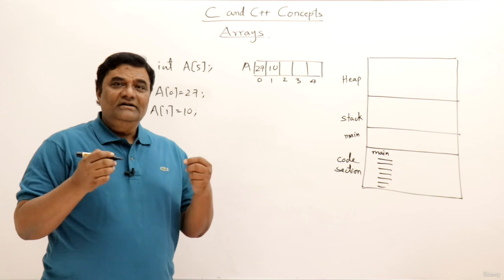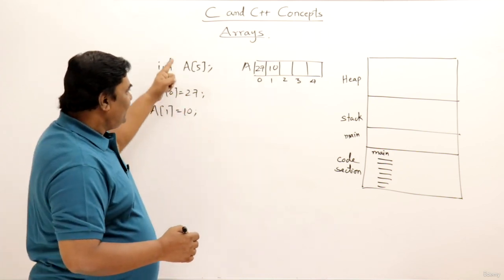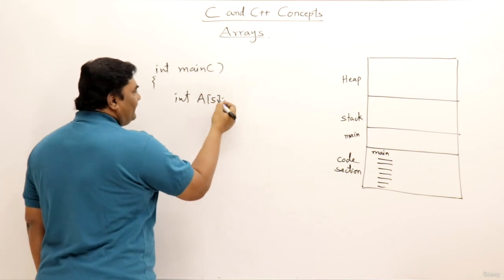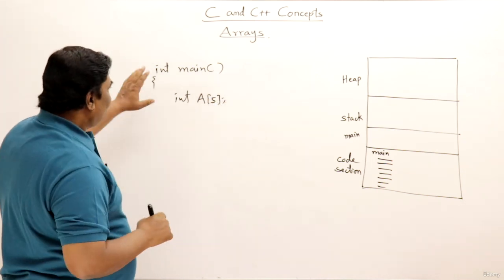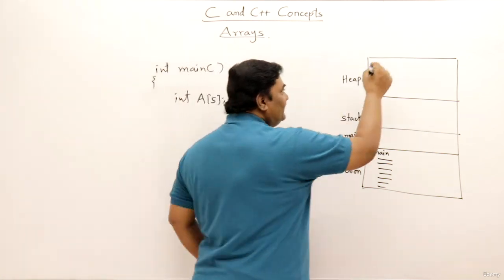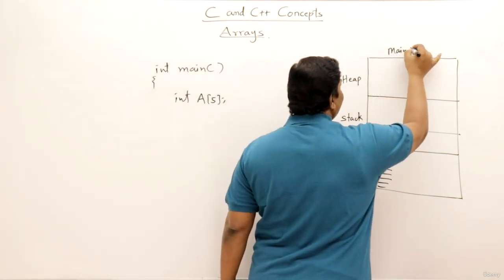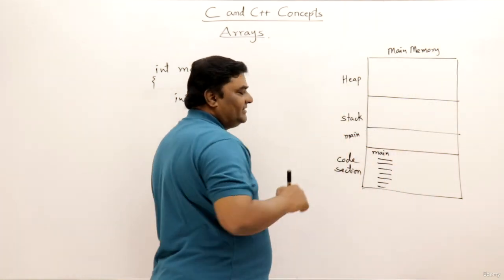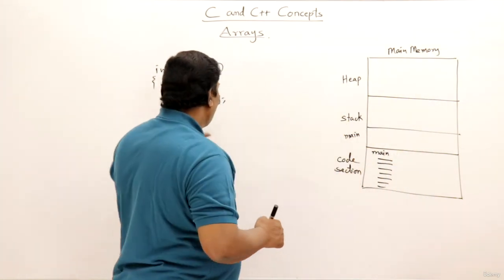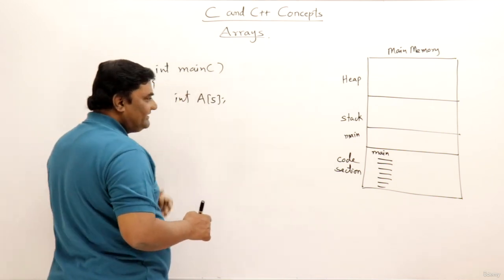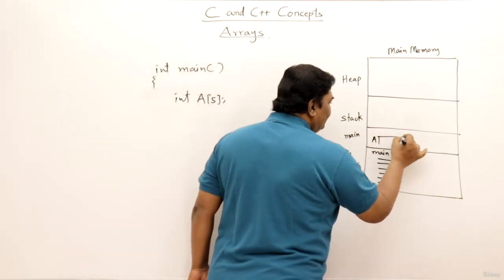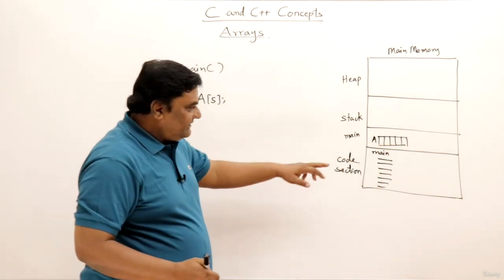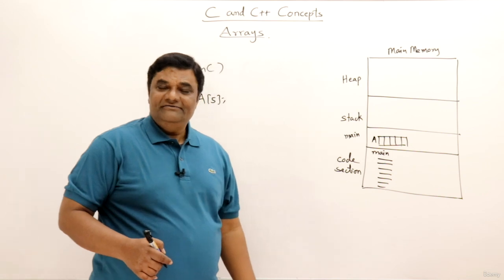Now I will show you how to declare and initialize an array. In the main function, suppose I want to declare an array a of size 5, an array of size 5 will be created. When the program is running, it runs inside the main memory. This is main memory, and the main memory is divided into 3 sections, that is code section, stack and heap. The program will be inside the code section, and when any variable is declared, like an array, that array will be created here inside the stack. This is where the array will be created, and that array will be directly accessible to the main function.